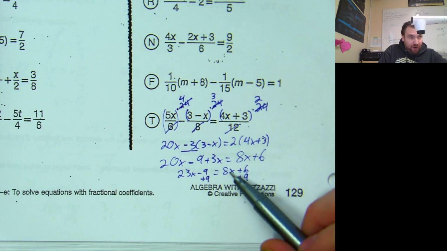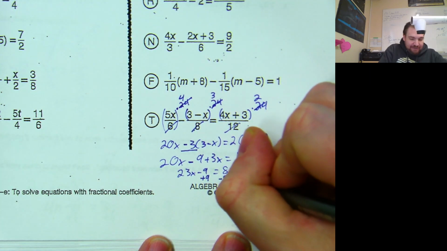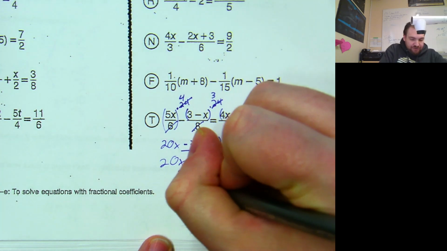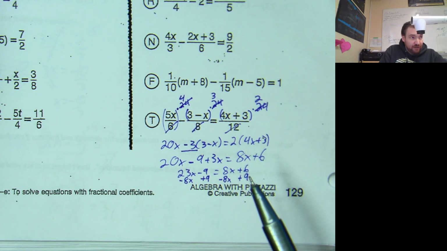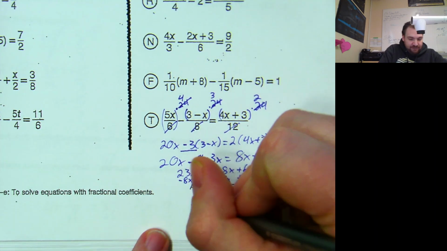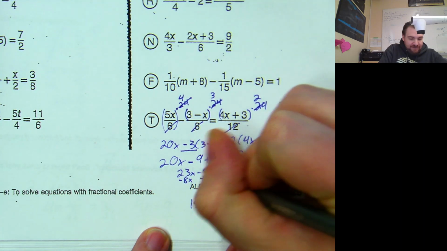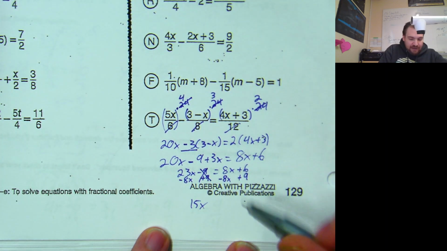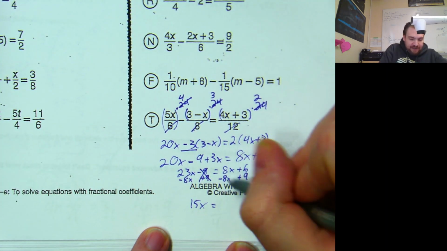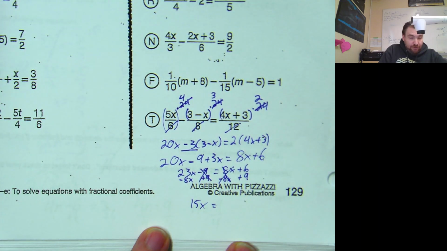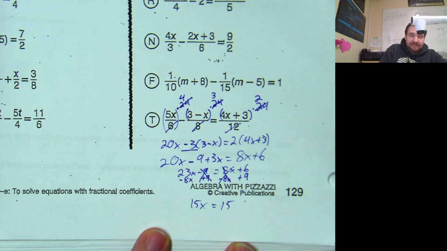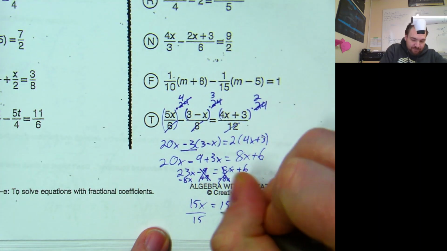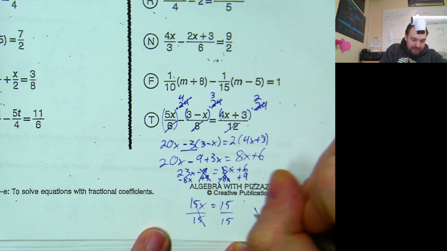To get rid of it here, I'm going to subtract 8x. 23x minus 8x is? 15x. The negative 9 plus 9 is going to cancel out. That's going to equal 8x minus 8x, that's 0. And then the 6 plus 9 is 15. My last step is to divide both sides by 15. x equals 1.